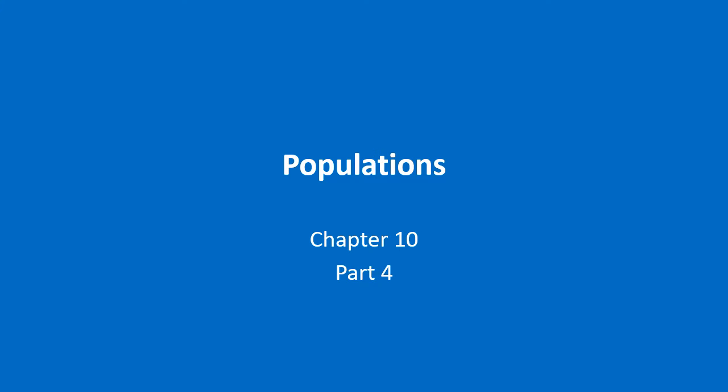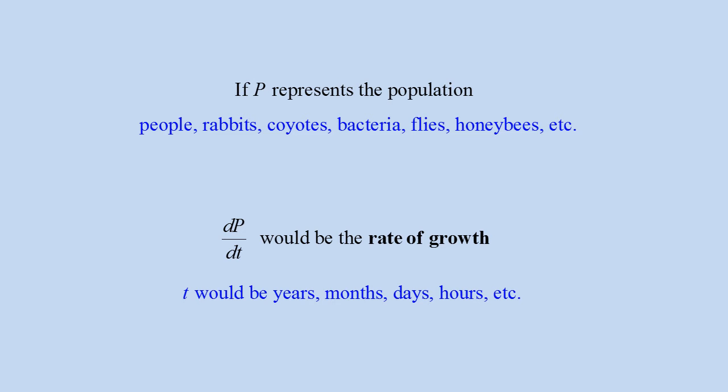Now here in part 4 of 4, we want to look at a more realistic population model. So we're going to use a capital P to represent the population. Your author has a thing for rabbits, so you might want to think in terms of rabbits, but this could be any sort of thing. Now the quantity dP/dt would represent the rate of growth, the change in population to the change in time.